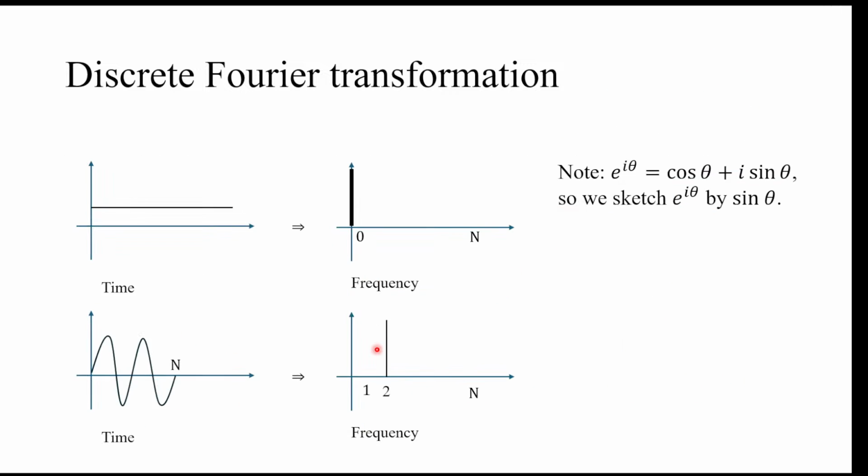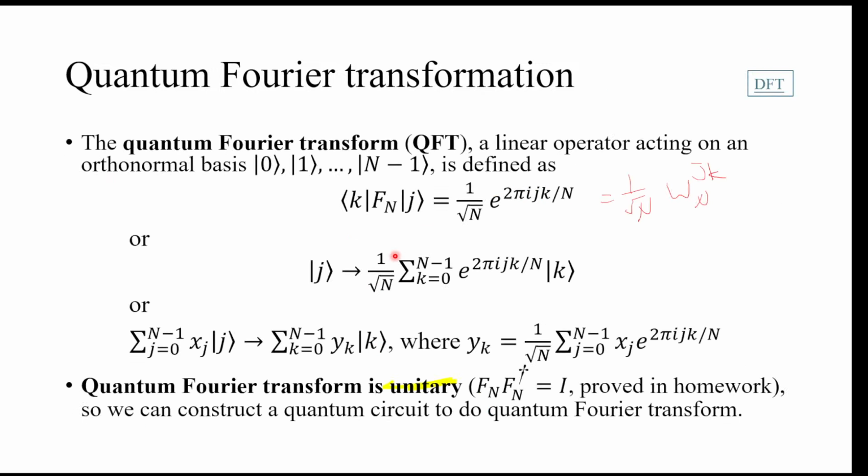But you can do matrix multiplication, and then you see that the computational basis state J will get mapped to this sum over different k of e to the 2 pi i jk divided by n.